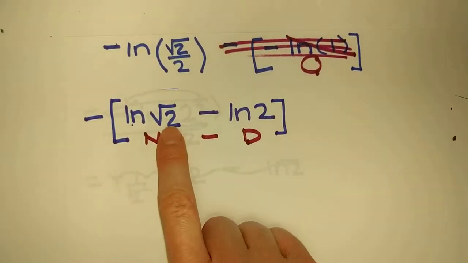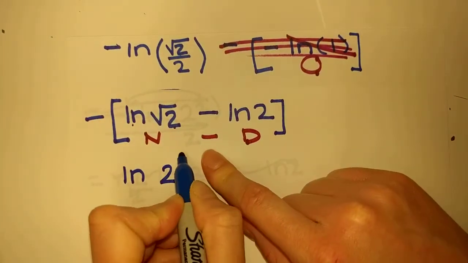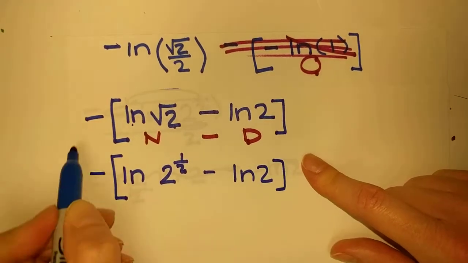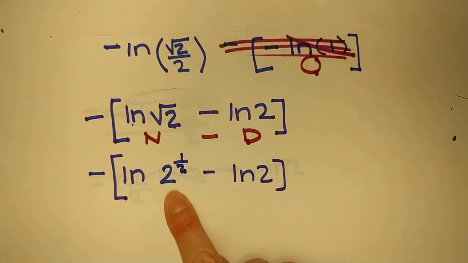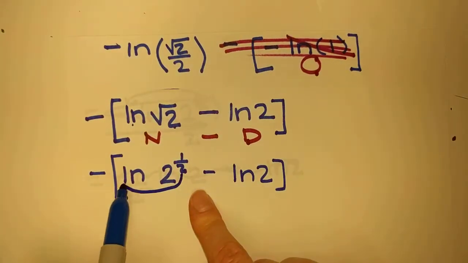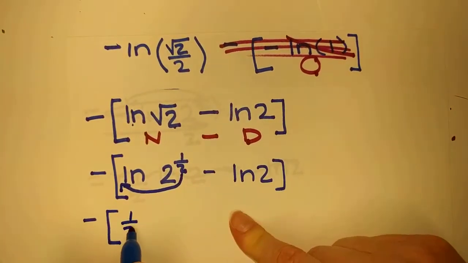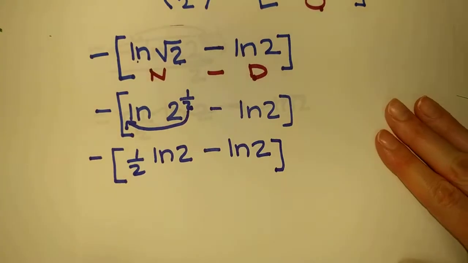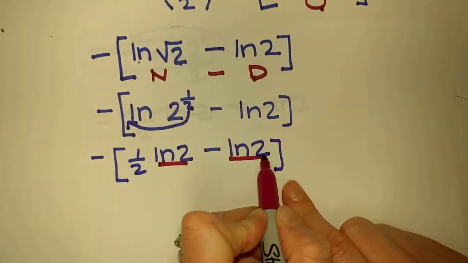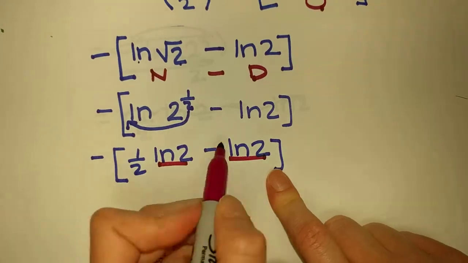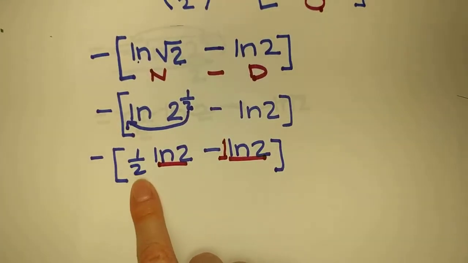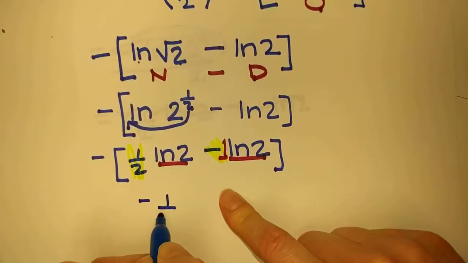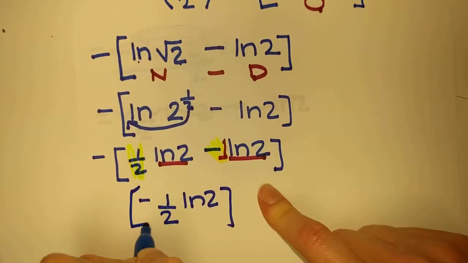Now, you could then say that this square root would become 2 to the 1/2 power inside this bracket minus natural log of 2, and that minus comes down. So then, by your log property of bringing down your exponent, you could bring this exponent down in front. So it would become 1/2 natural log of 2 minus natural log of 2. Then you could say, okay, I have a natural log of 2 here, natural log of 2 here, so those are like terms, so I can combine them. Now, if I take their coefficients of 1/2 minus 1, that is going to give us negative 1/2 natural log of 2 inside of that bracket.